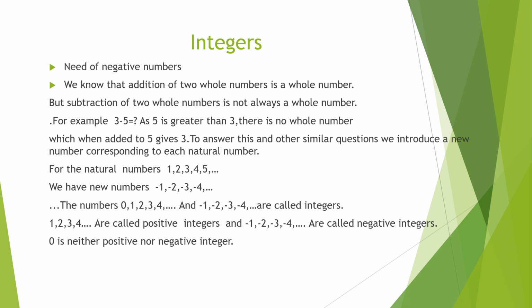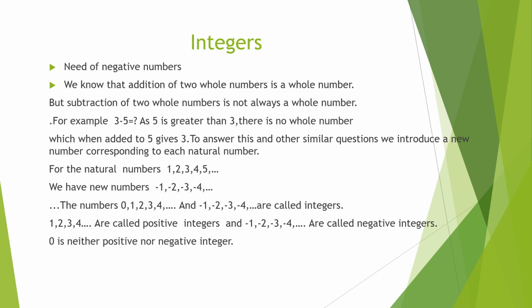So, to answer this and other similar questions, we introduce a new number corresponding to each natural number. So, for the natural numbers 1, 2, 3, 4, and so on, we have new numbers minus 1, minus 2, minus 3, minus 4, and so on, such that 1 plus minus 1 is 0, 2 plus minus 2 is 0, 3 plus minus 3 is 0, and so on.